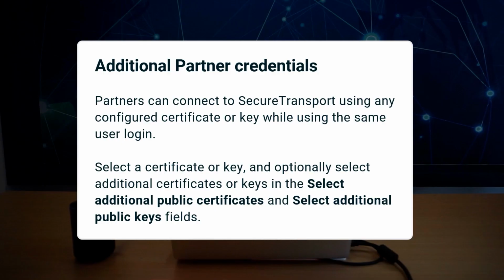Additional partner credentials. This feature enables partners to connect to SecureTransport using any configured certificate or key while using the same user login in client communication profiles for FTP, HTTP, and SFTP protocols when SecureTransport receives files. You just select a principal certificate or key and optionally select additional certificates or keys in the Select Additional Public Certificates and Select Additional Public Keys fields.